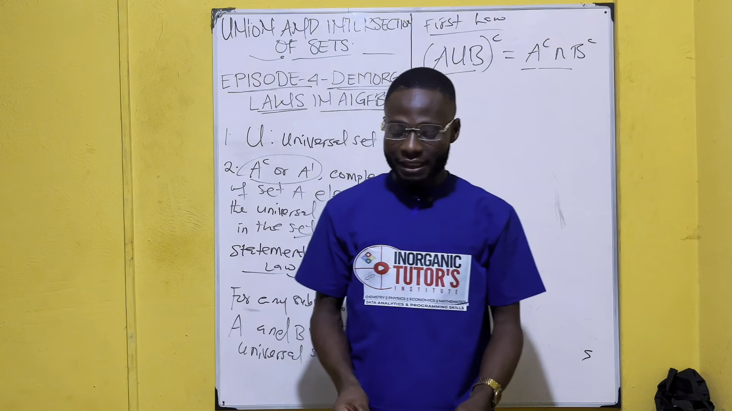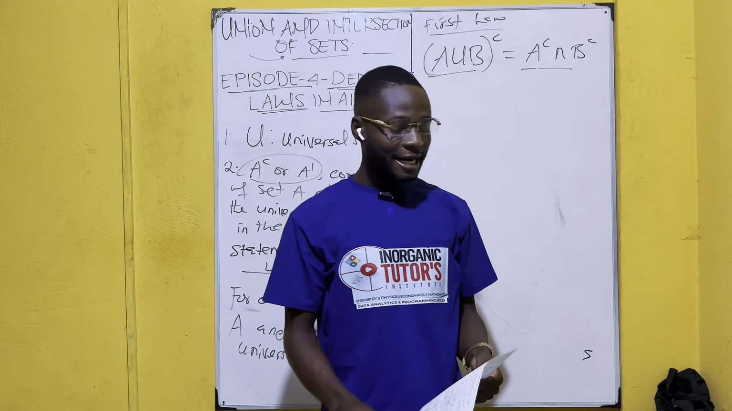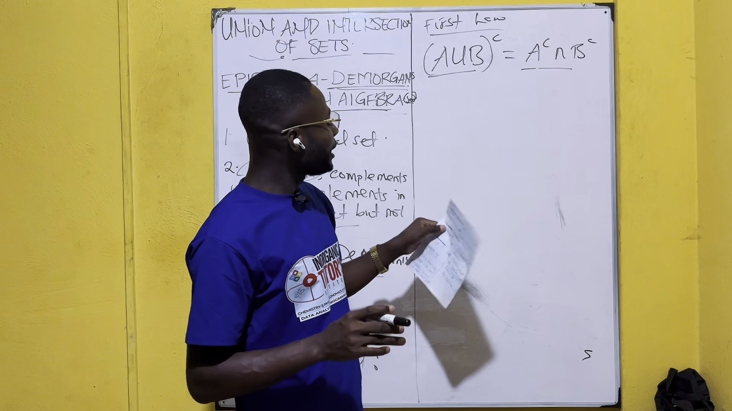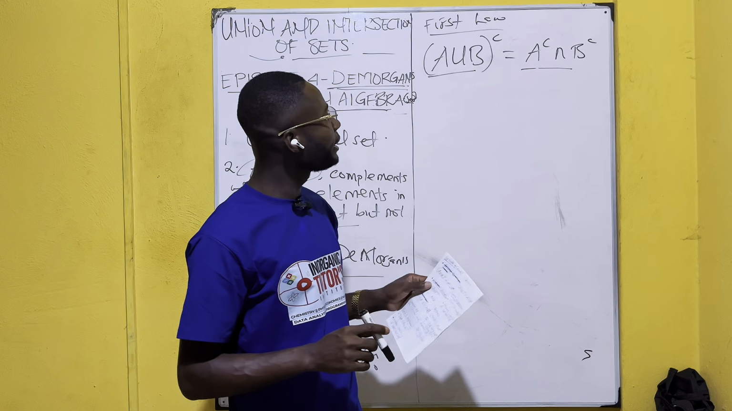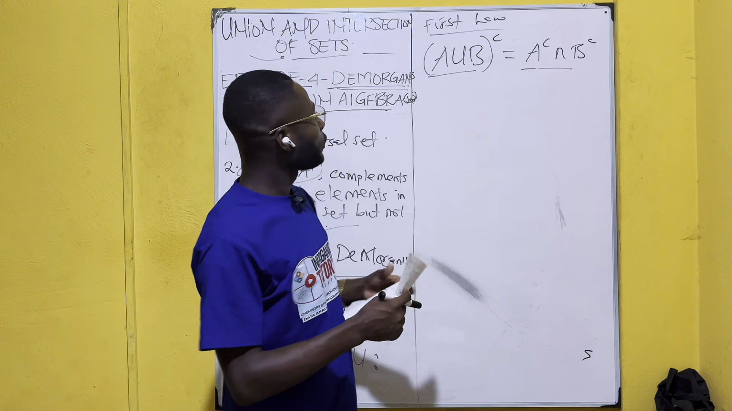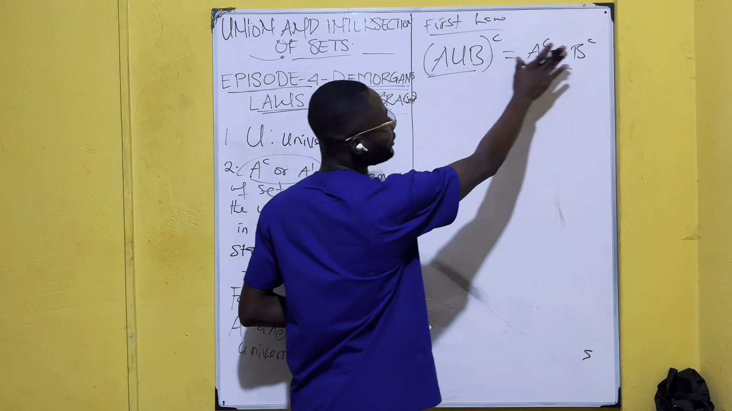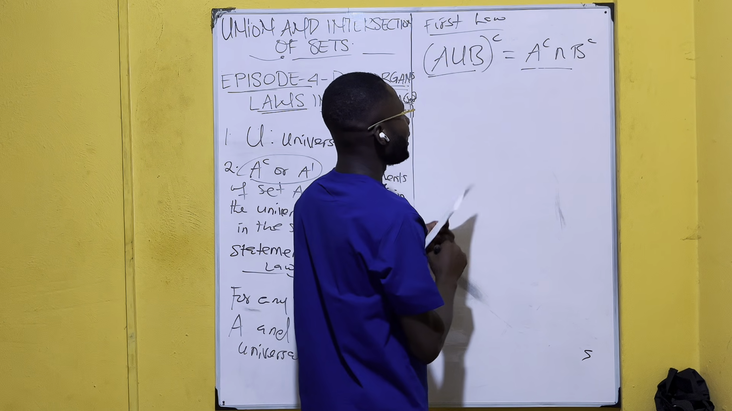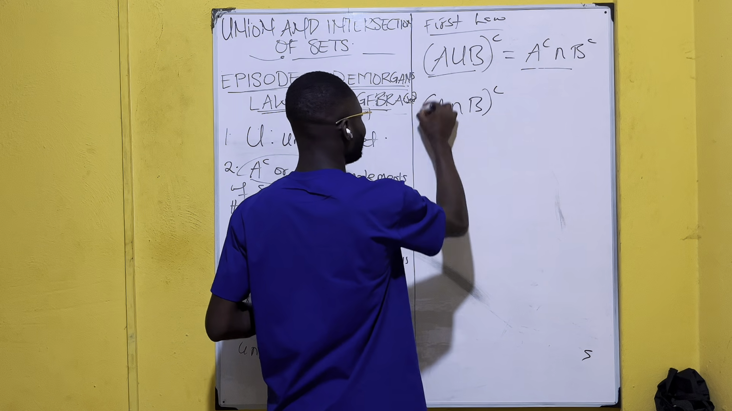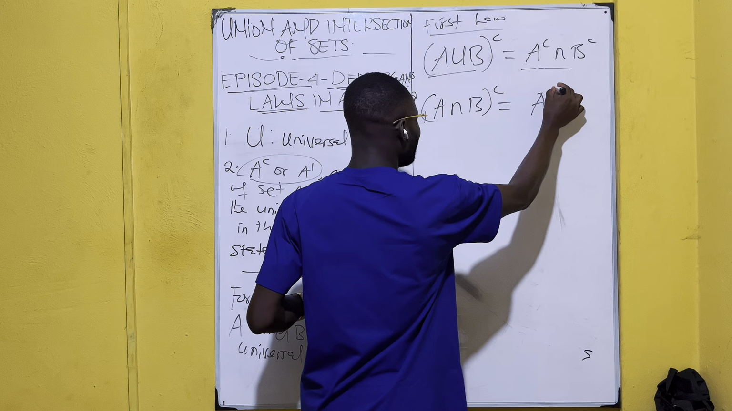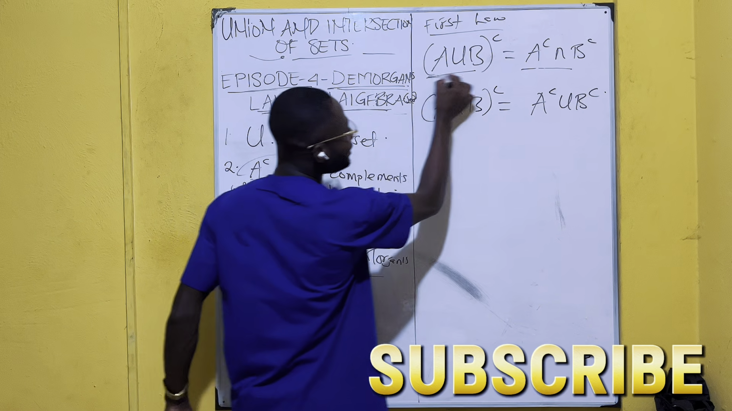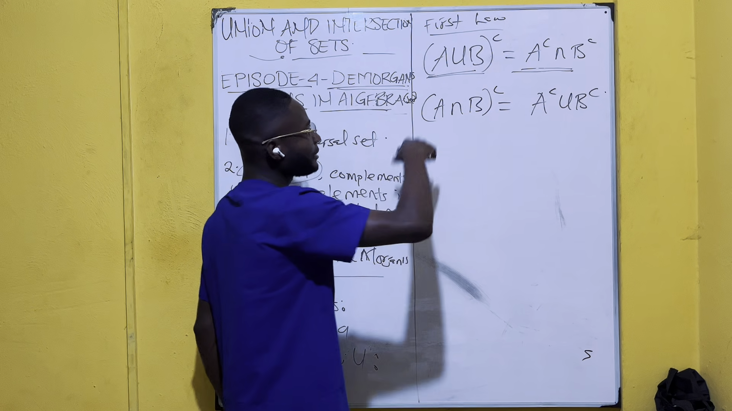Now, let's look at the meaning of these things. But before then, let's look at the sub law under the first law. We did union and we spread it to have this. Now, the complement of A intersection B is the same as A complement union B complement. So this is right here, and then the reverse is this.